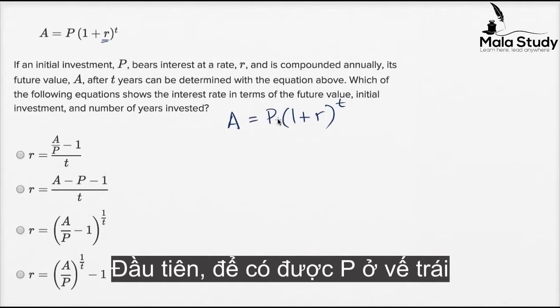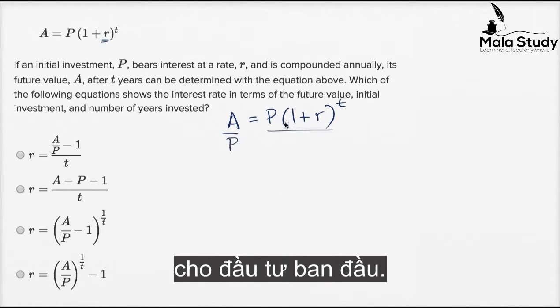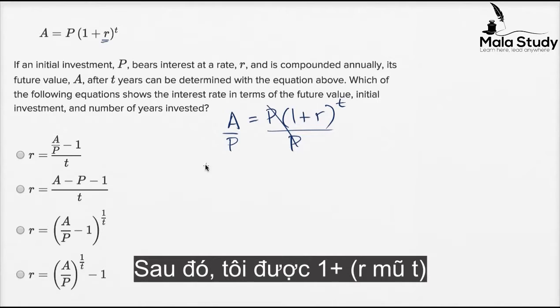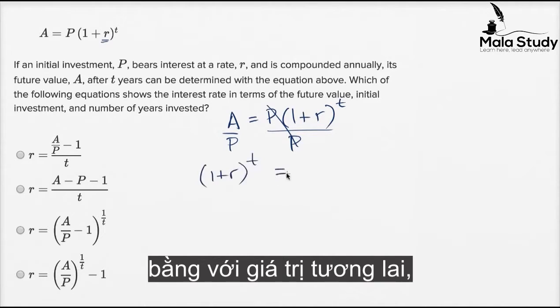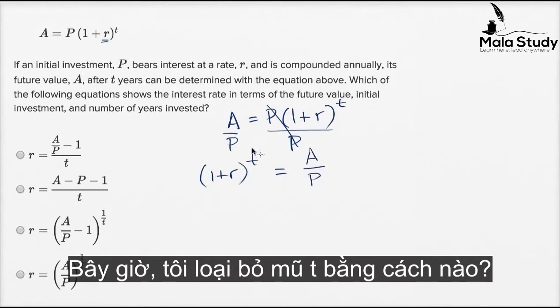So the first thing I could do is get the P onto the left-hand side by dividing both sides of this equation by our initial investment. So if I do that, and actually let me swap the sides too, then I get 1 plus R to the T power is equal to our future value divided by our initial investment. Now how do I get rid of this to the T power here?